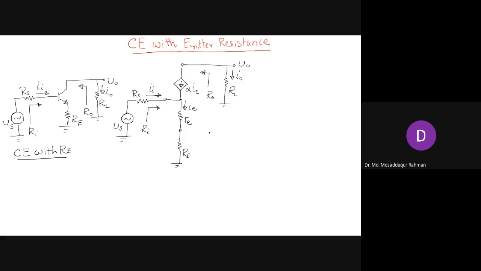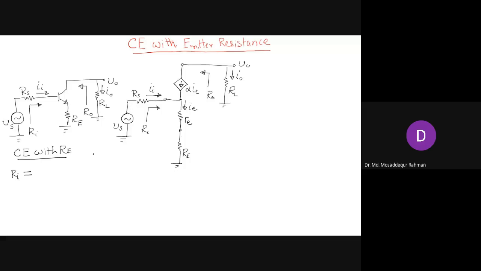So we are done drawing the small signal equivalent circuit. Now it's time to do the analysis and determine the different amplifier parameters. So we start with the input resistance Ri. What will be the expression for Ri? Sir, beta plus 1 into re plus RE. re plus RE, yes. Right, exactly.